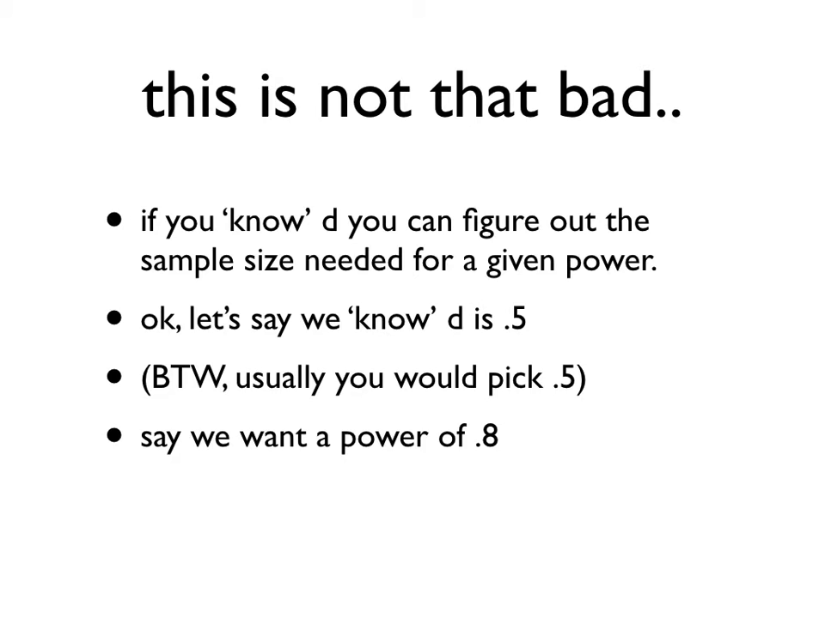Anyway, we want a power of 0.8. That's good. That's a nice, sensible number. If it's there, we're going to find it 80% of the time. Okay. There's an appendix in your textbook called the Appendix Power. And then you look up what you're going to get for delta.